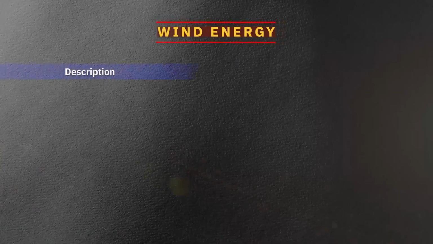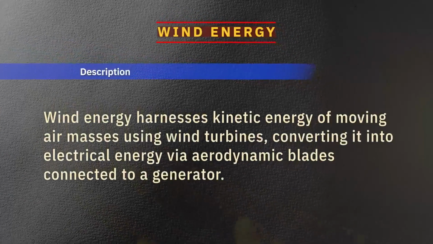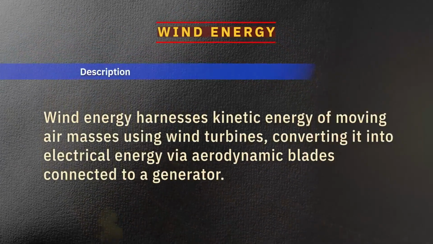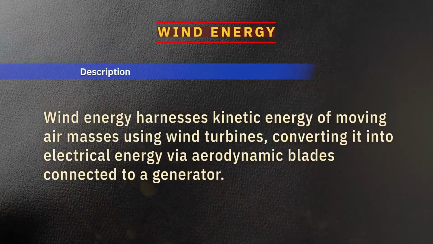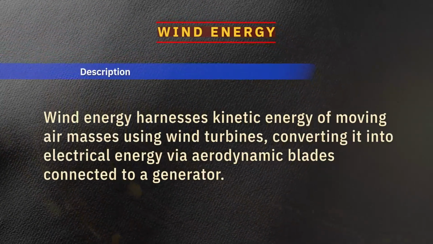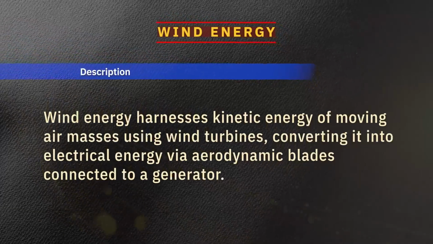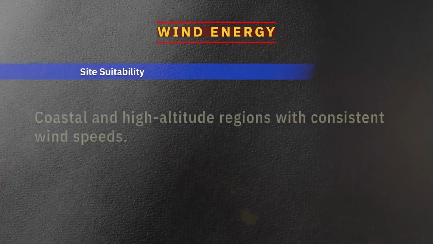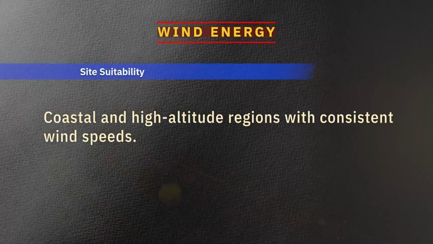Now, coming to the second category of non-conventional sources of energy, that is wind energy. Wind energy harnesses the kinetic energy of moving air masses using wind turbines, converting it into electrical energy via aerodynamic blades connected to a generator. Wind energy is the second most important renewable source of energy throughout the world. The site suitability is very important in the case of wind energy.